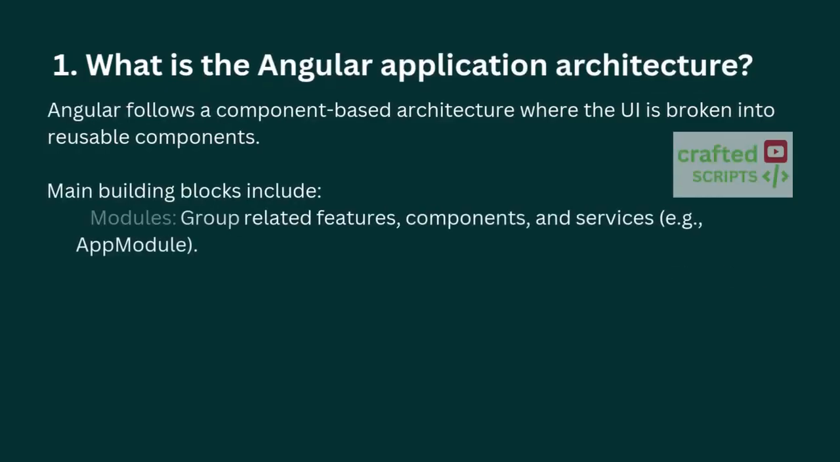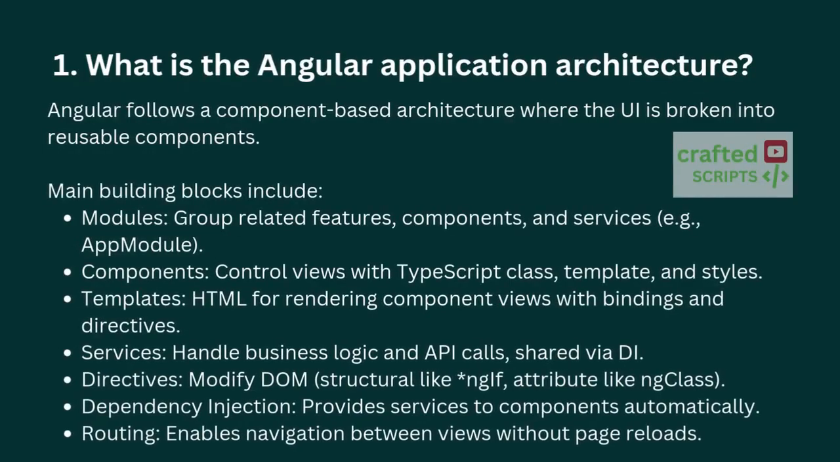Question number 1. What is the Angular application architecture? Angular follows a component-based architecture where the UI is broken into reusable components. Main building blocks include modules, which group related features, components, and services. Example, app module. Components control views with a TypeScript class, template, and styles. Templates are HTML for rendering component views with bindings and directives.